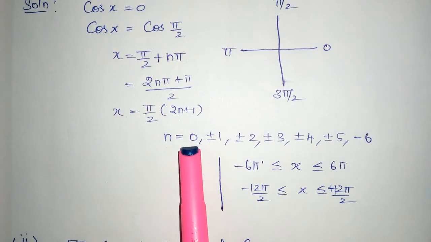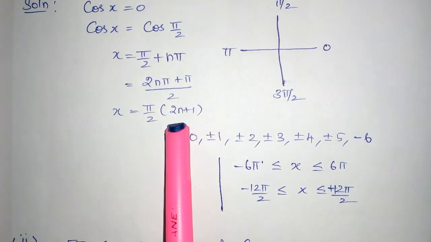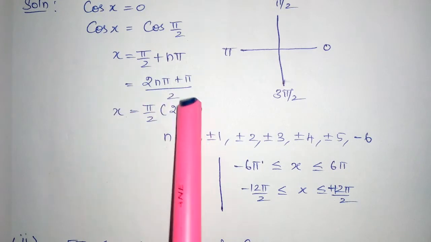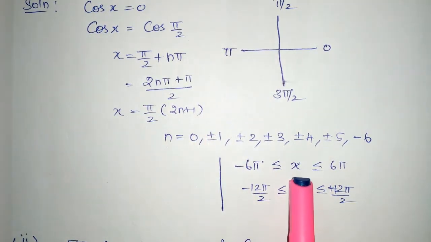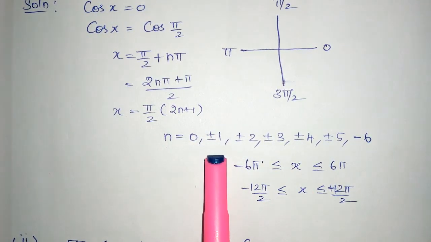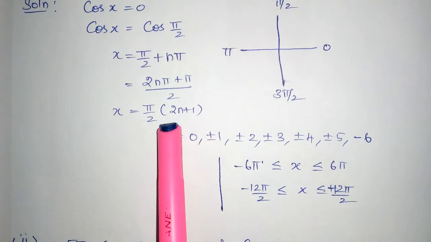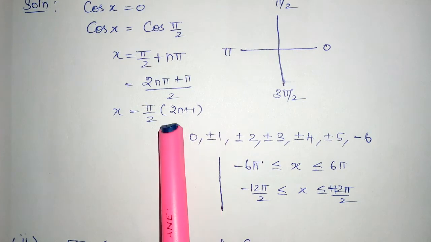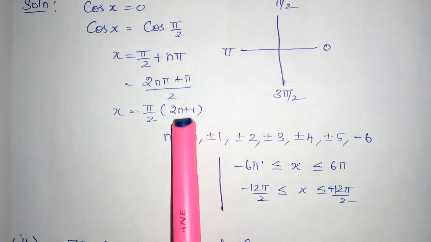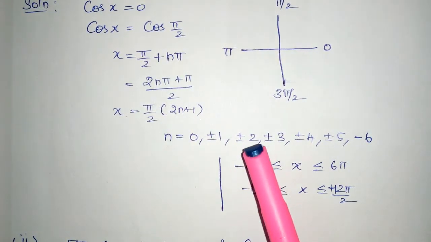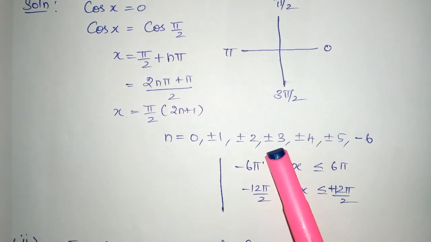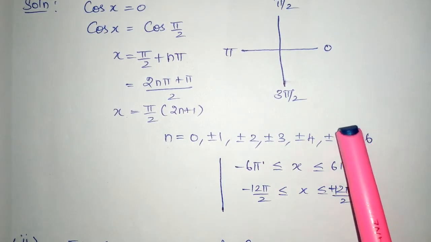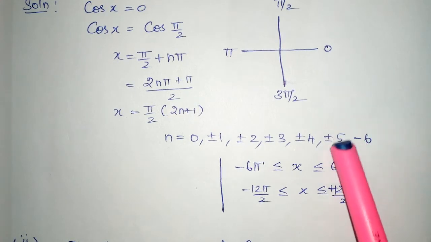Now taking n as 0, substituting 0 here, it becomes 0 plus 1, it is π/2. So π/2 belongs to this interval. Similarly, I am taking 1. So 1 means 2 plus 1, it is 3π/2. Minus 1 means minus 2 plus 1 is minus π/2. Similarly, I can substitute plus or minus 2, plus or minus 3, plus or minus 4 and plus or minus 5. Now coming to the last one.